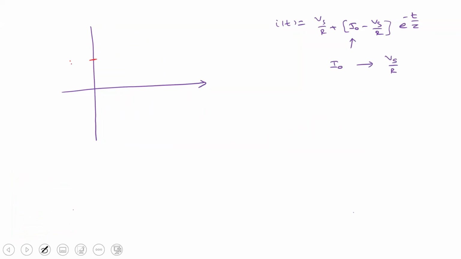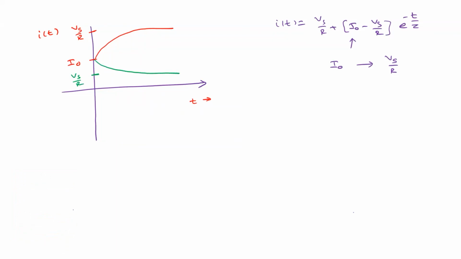So now you have this I naught here. We're drawing for the inductor current with respect to time t. One possibility is like this. Here, what is this value? Vs by R, right? Agree? So this is one possibility. Another possibility is this one. This is Vs by R. Understood? So there are two possibilities, depending on the final value, whether it's greater than that or lesser than that. Correct. Understood?